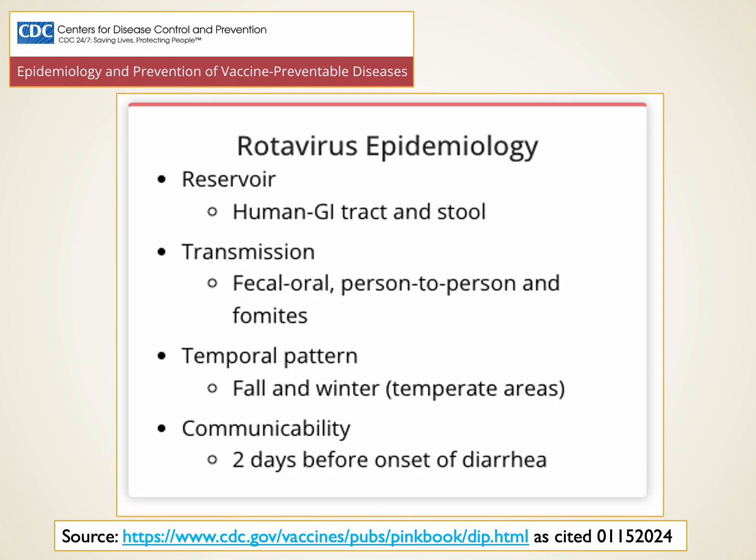So the epidemiology is human GI tract and stool, oral-fecal and person-to-person transmission, and fomites. Rotavirus infection, for example, is seen, among other places, on cruise ships. So you want to be aware this is an issue for everyone, but the complications are potentially more severe in young infants.